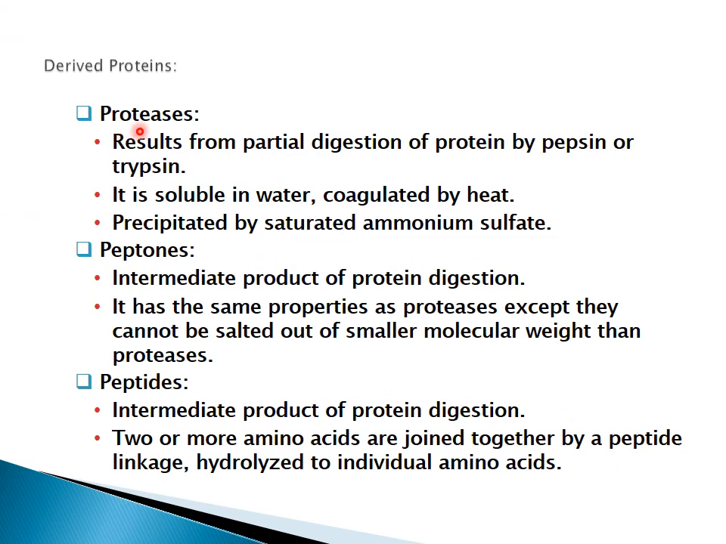Number 2 is the proteoses. Proteoses result from partial digestion of protein by pepsin or trypsin. It is also soluble in water and not coagulated by heat. It is precipitated by saturated ammonium sulfate solution. Number 3 is the peptone. Peptones are the intermediate products of protein digestion. They have the same properties as proteoses, except they are of smaller molecular weight than the proteoses.